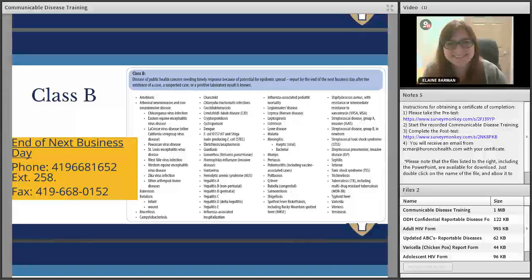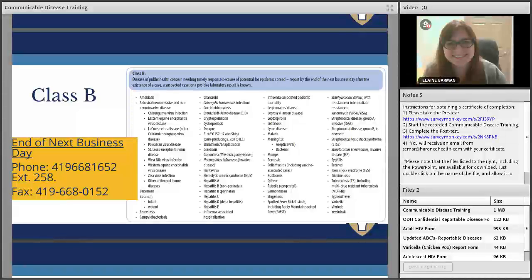The next is Class B reporting. So Class B reporting, again, these are not as important as Class A, but they still are of public health concern. So they still need to be reported, and they need to be reported by the end of the next business day. So they don't have to be reported immediately, but by the end of the next business day, they do need to be reported. So for Class B, again, you can call that phone line with the extension 258. You can leave a voicemail for these on that line. You don't actually have to talk to a physical person to report it.